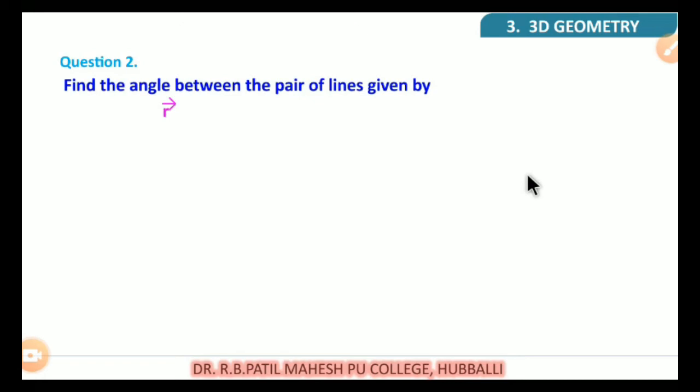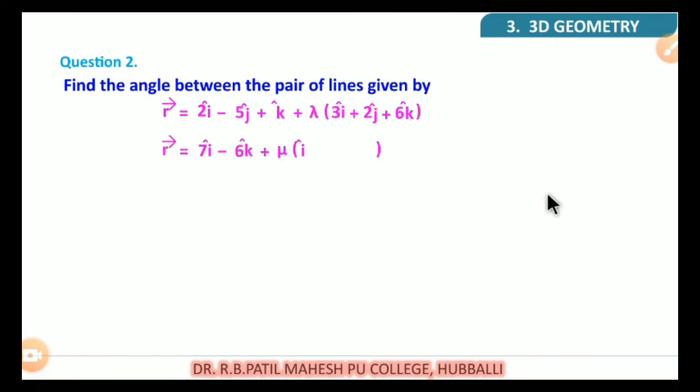Similarly, we go for the second example. Find the angle between the pair of lines given by r is equal to 2i minus 5j plus k plus lambda into the bracket of 3i plus 2j plus 6k. And another line, r vector is equal to 7i minus 6k plus mu into the bracket of i plus 2j plus 2k. Now for the solution, consider these two lines and the data.